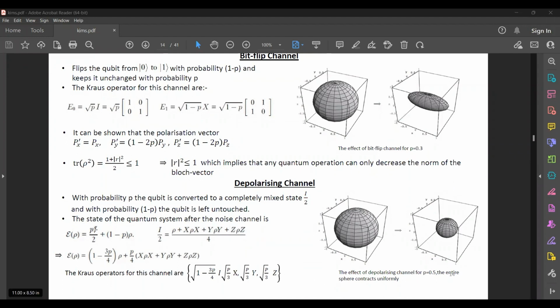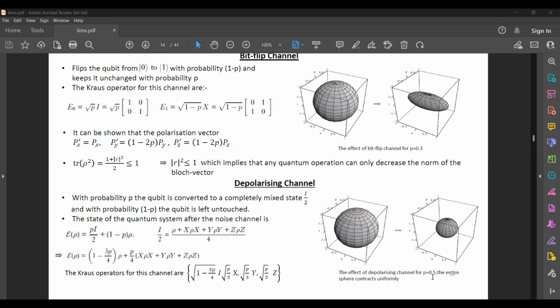And here with some simple calculations, I have shown that the Kraus operators for this channel can be represented as: root of 1 minus 3p by 4 times I, which is the identity matrix, root p by 3 X, root p by 3 Y, and root p by 3 Z. So X, Y, and Z, all three Pauli matrices are acting as Kraus operators. So there is a shrinkage along all directions, and we see that the sphere is shrinking isotropically. So this is the effect of depolarizing channel for probability 5%.